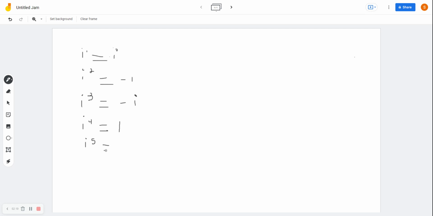So i to the fifth equals i. Then i to the sixth equals -1. Then i to the seventh would equal -i, and then i to the eighth equals 1. Sorry about this, it's a bit clunky since I'm not the best artist.